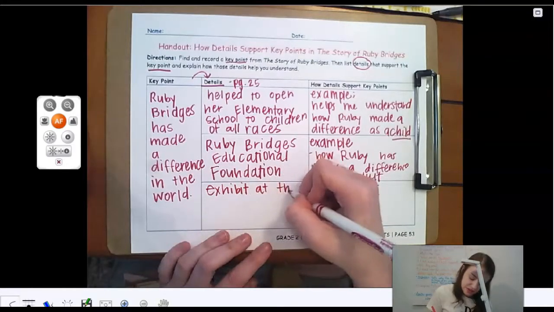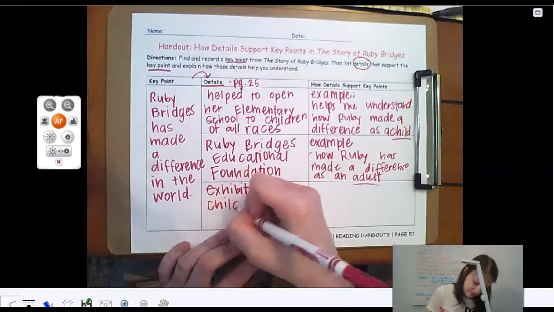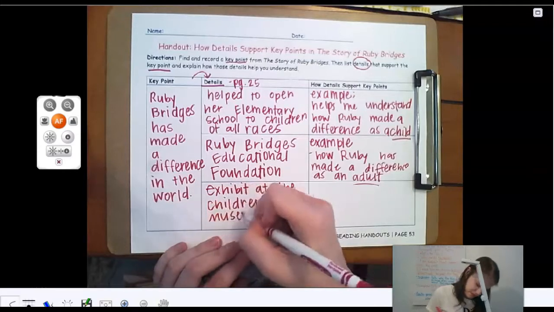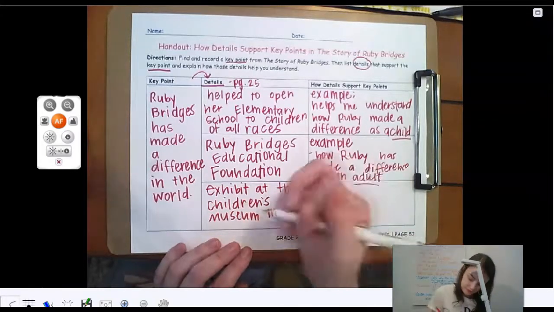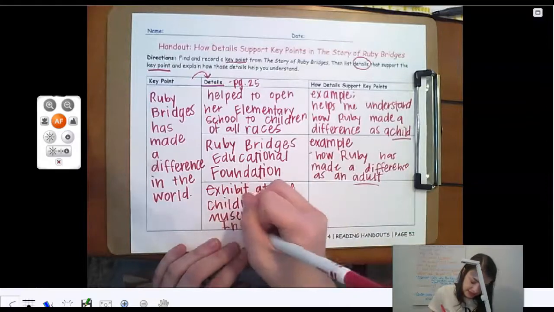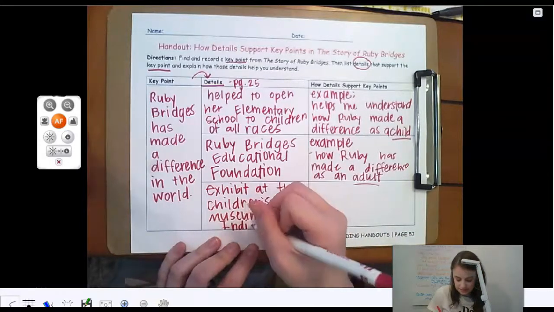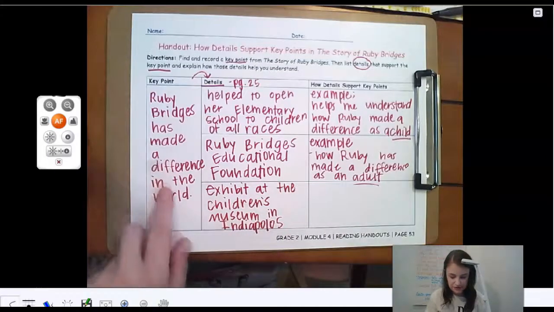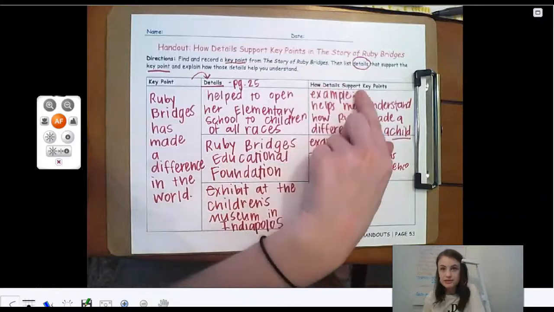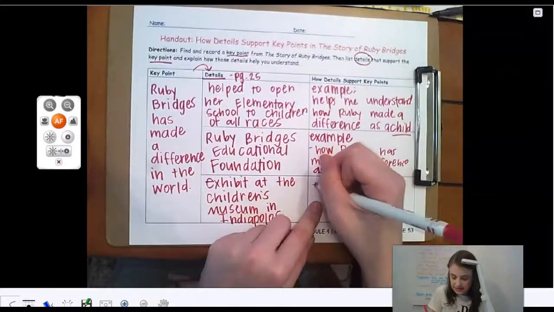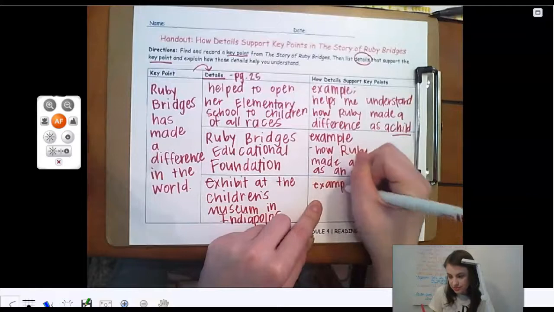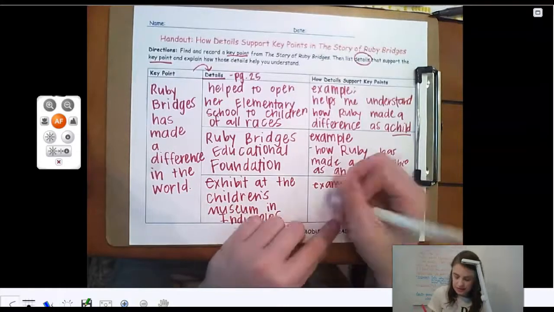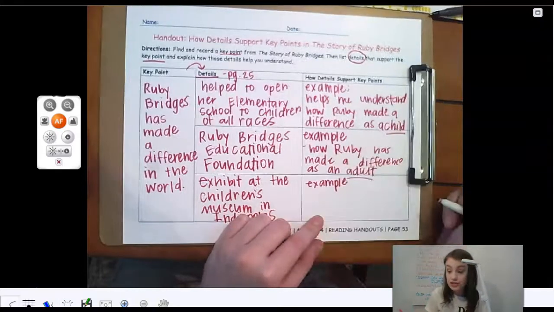at the Children's Museum in Indianapolis, which is a city in a state called Indiana. And how does this show me that she's made a difference in the world? How does this detail support my key point? It is an example again, so many examples on this page, that shows me how Ruby's story can inspire other children.